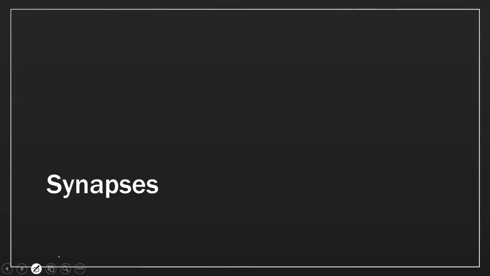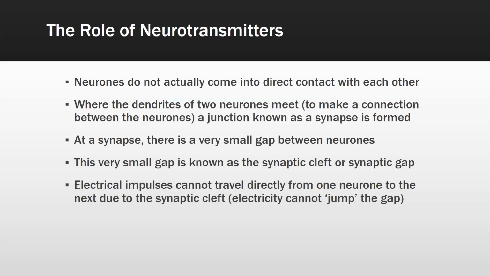Okay, now listen very carefully. What is a synapse? A synapse is basically a junction, a connection between two neurons. Now, in synapses, you also have neurotransmitters. Neurons do not actually come into direct contact with each other. Where the dendrites of the two neurons meet to make a connection, that junction is known as a synapse, which is formed.